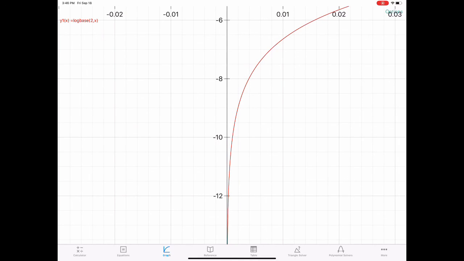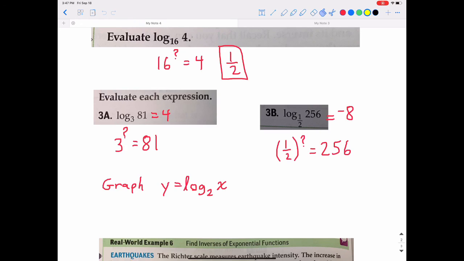That's because in this case, the y-axis is an asymptote. It will approach that number, but we'll never actually reach it. So why is the y-axis an asymptote?